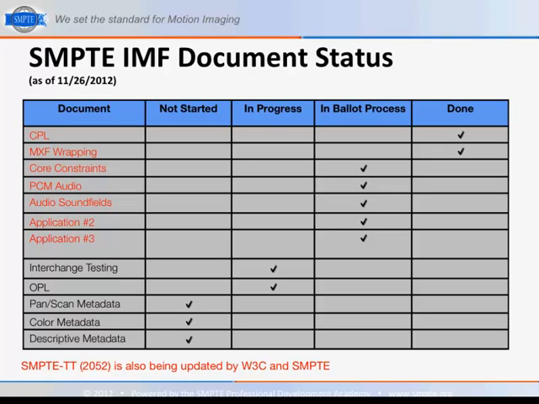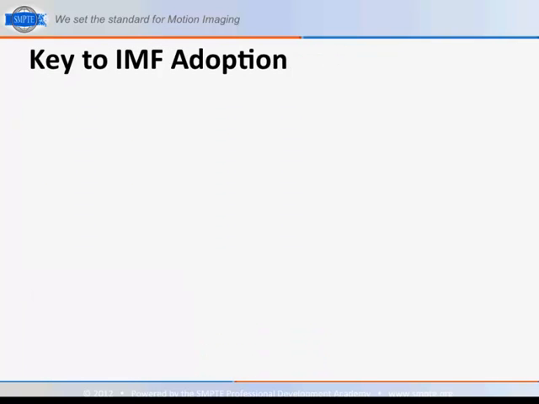But the documents that you see in red consist of the basic version of IMF that just gets it off the ground and running. So that was kind of the key that we were trying to do for the IMF format, was to make sure that we had a nice, good, strong foundation for the documents to move forward on. The other thing to note is that the SMPTE time text is also being updated by the W3C and SMPTE to add some additional functionality to the subtitling and captioning. But SMPTE time text, along with these other documents in red, is what you really want to have in order to have that basic IMF working.